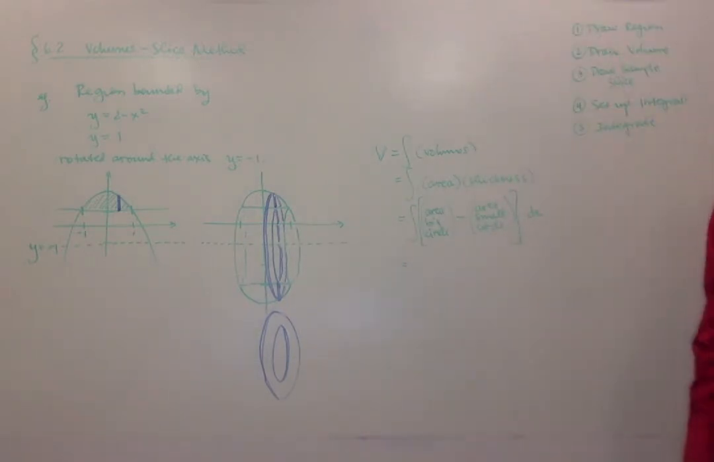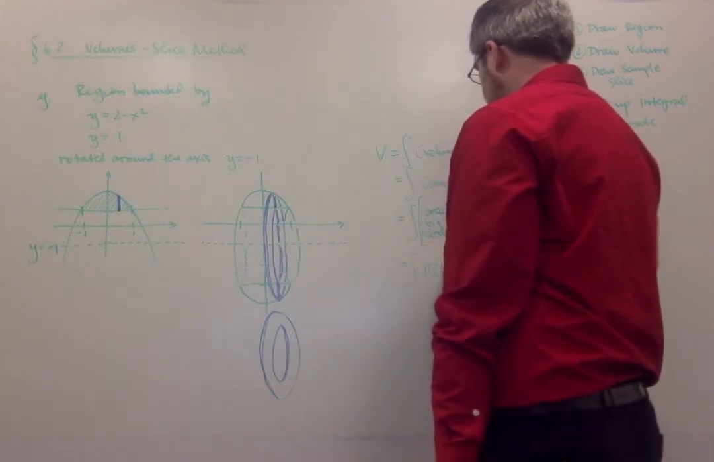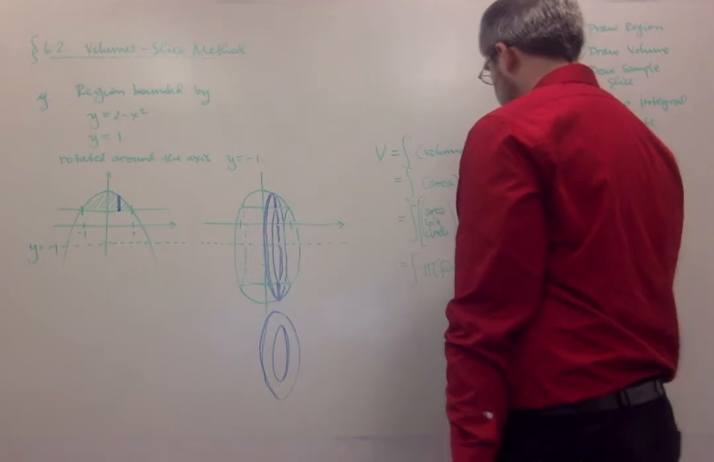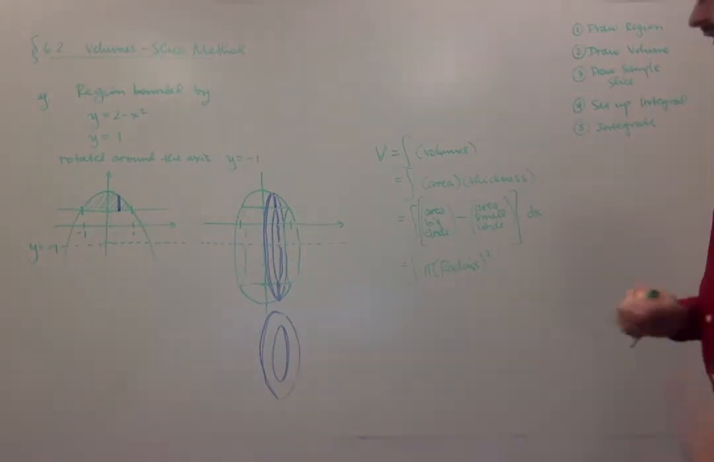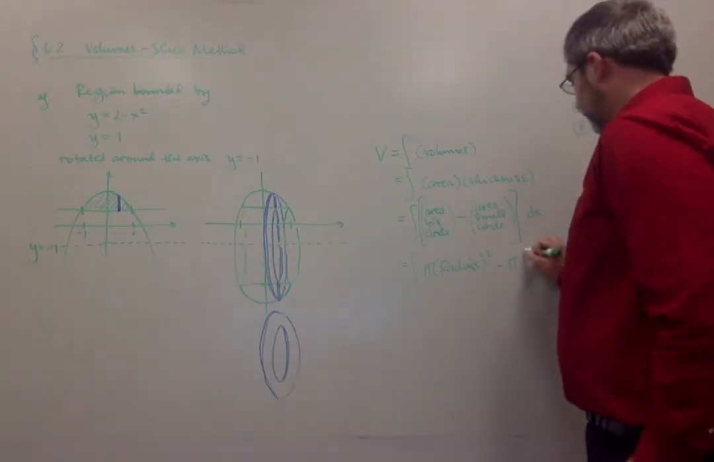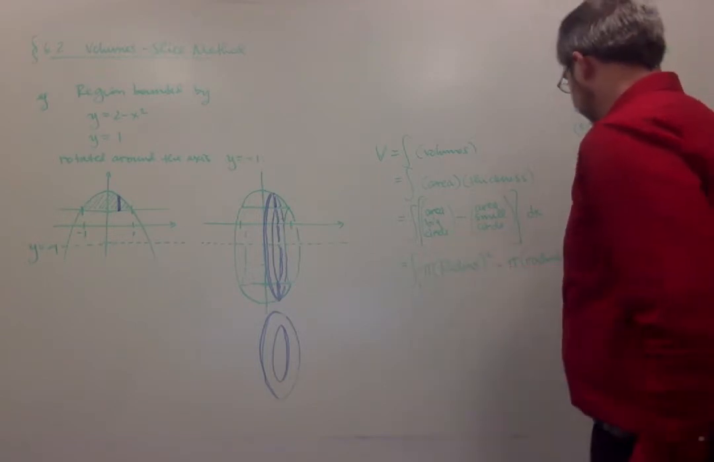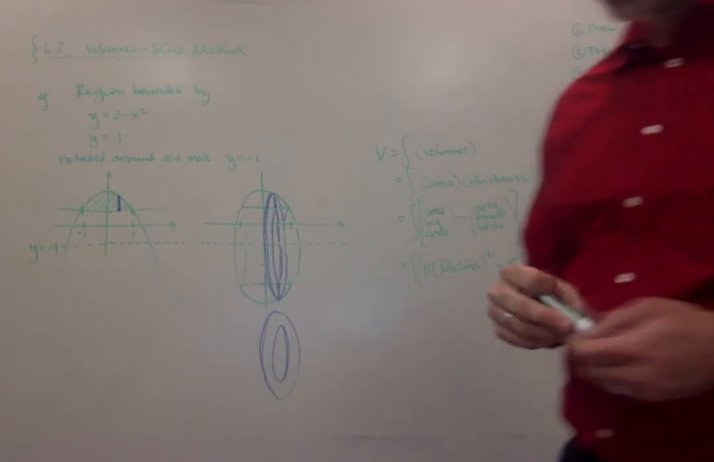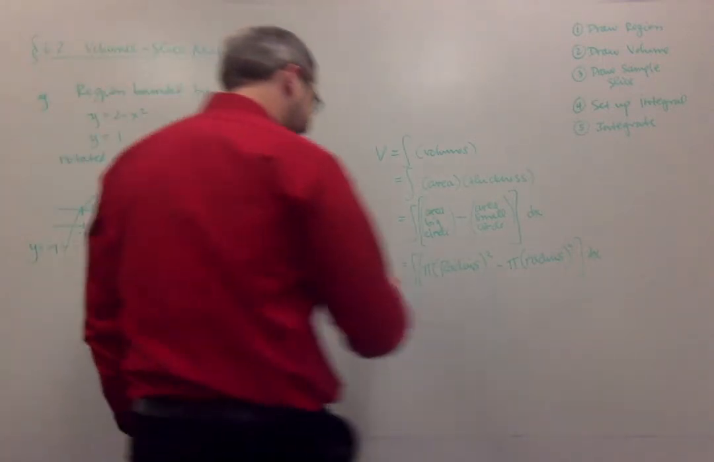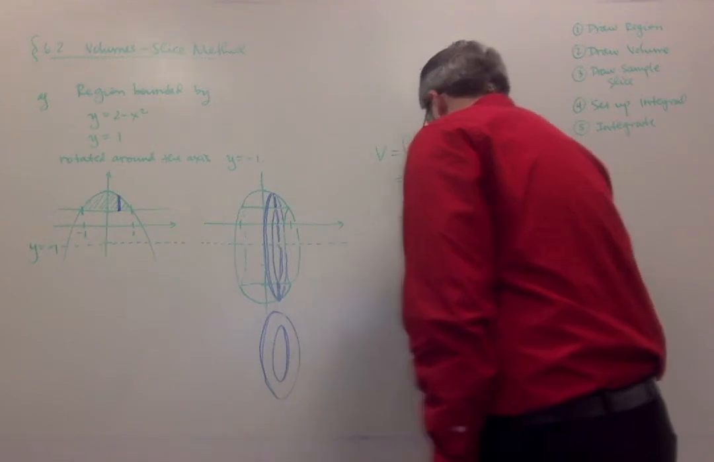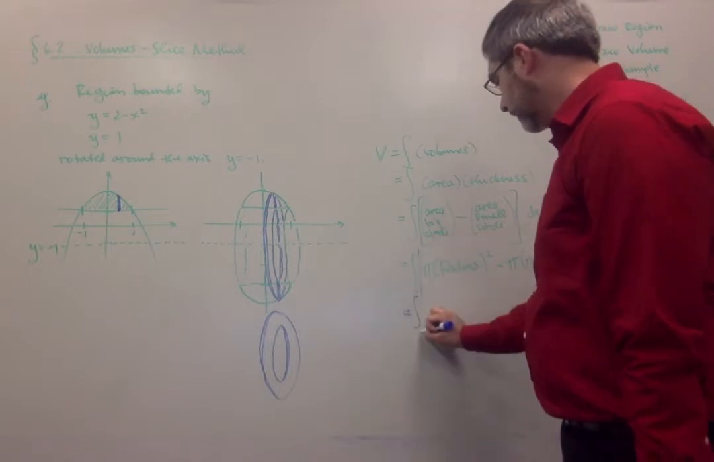Now the area of the big circle is going to be pi times the radius, pi times the big radius squared. The area of the small circle is going to be pi times the small radius squared. And x goes from -1 to 1 here. So let's stick that in there.